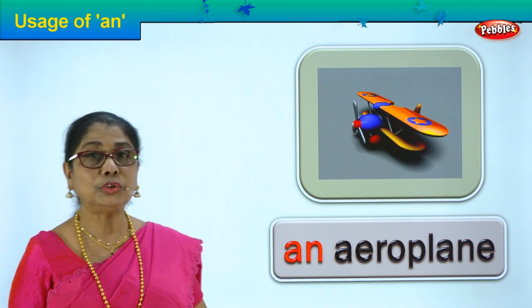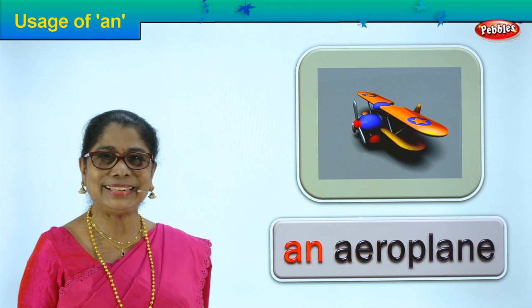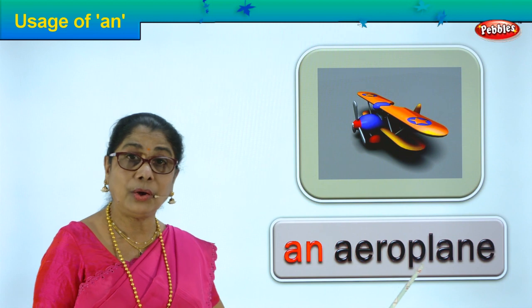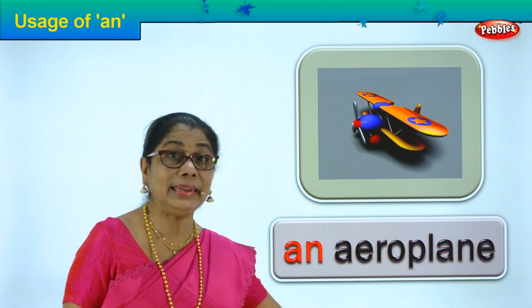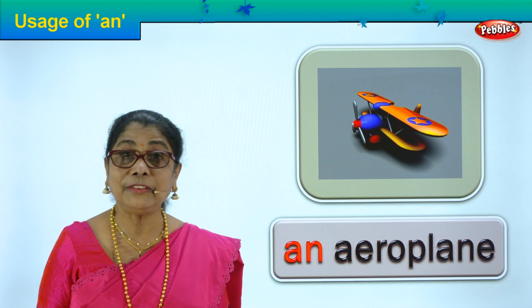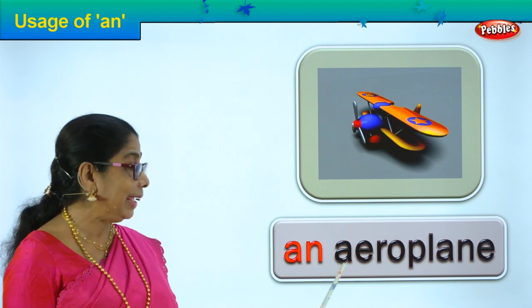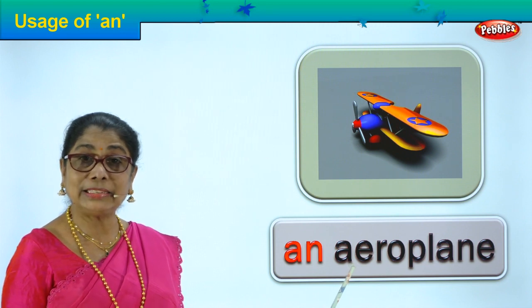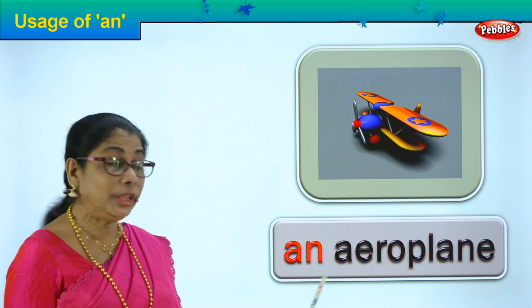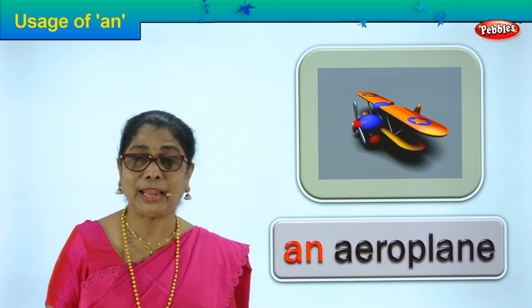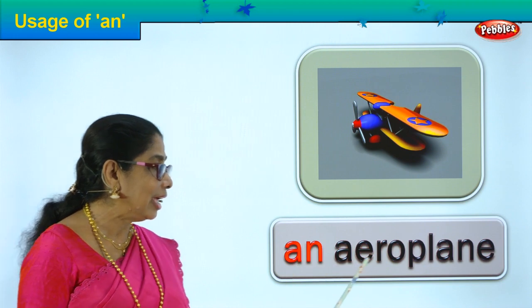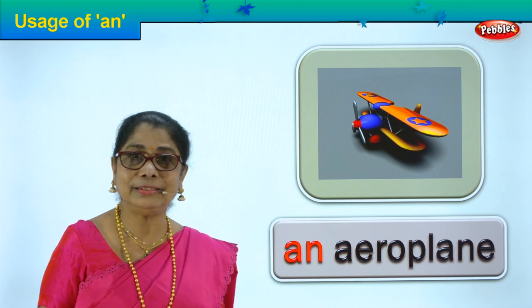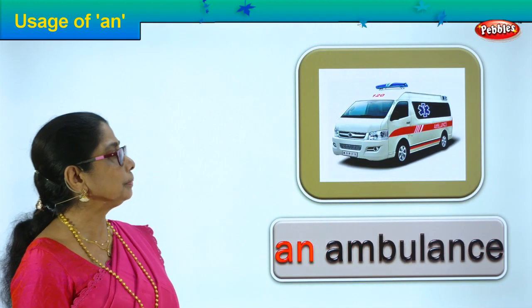Look what you have. Toy aeroplane. What is it? Toy aeroplane. Spell it. A-E-R-O-P-L-A-N-E. Aeroplane. What is the first letter of the word aeroplane? A. And A is a vowel. A-E-I-O-U. A is a vowel, so we use an before the word aeroplane. Now read, an aeroplane. This is an aeroplane. Good. Let's take a new picture.